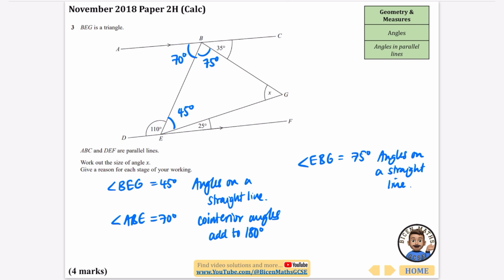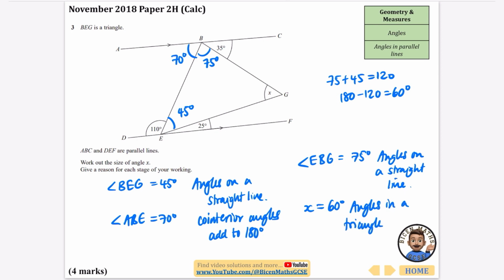And then my last one is to work out what X is equal to. Well, X is going to be equal to 75 plus 45 taking away from 180. So I'm going to do 75 plus 45, that's 120. I'll do 180, take away 120, which is equal to 60 degrees. So X is equal to 60 degrees. And the reason I used for that was angles in a triangle add to 180.